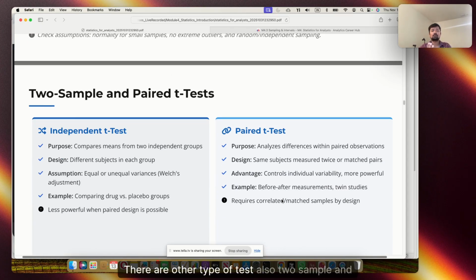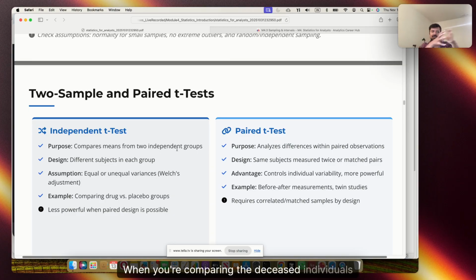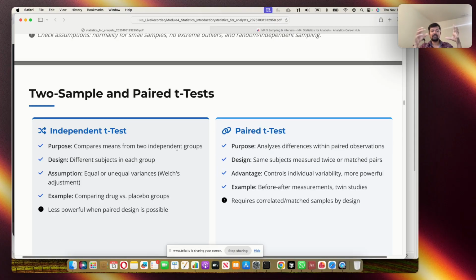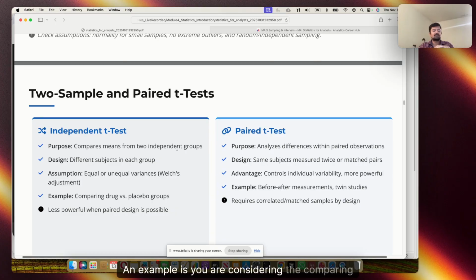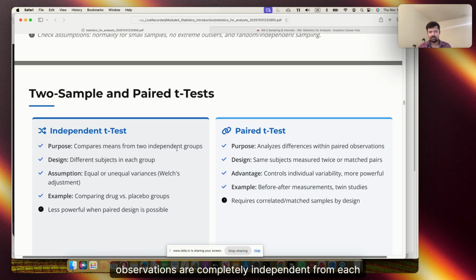There are other types of tests also, the two sample and paired t-test. There are the independent t-test and the dependent or paired t-test. The independent t-test compares means from two independent groups, for example when you're comparing diseased individuals with healthy individuals. The purpose is that there are different subjects in each group. The assumption is either equal or unequal variance. An example is comparing a drug group with a placebo group. Ultimately those observations are completely independent from each other.